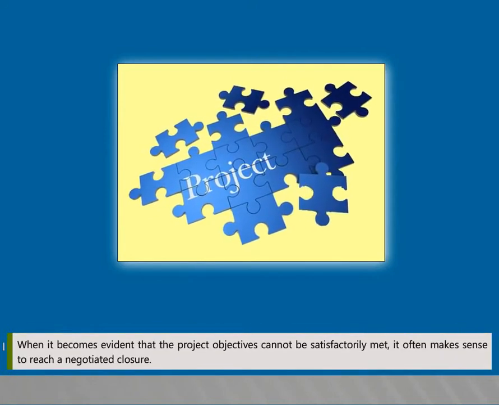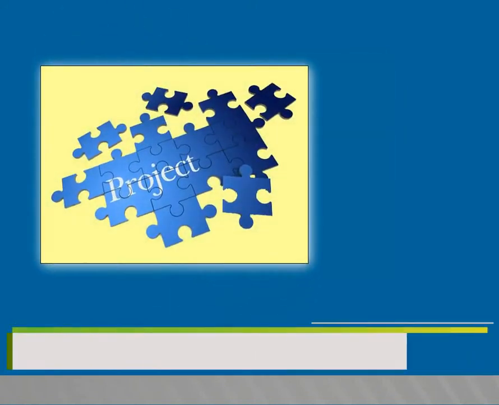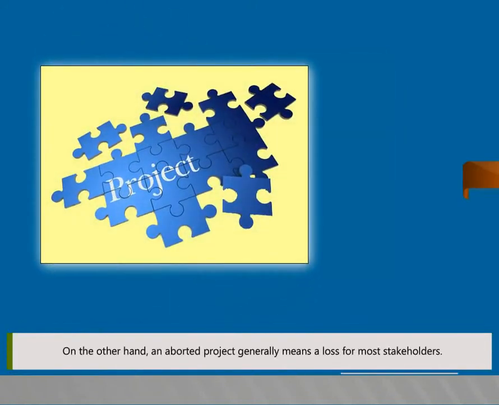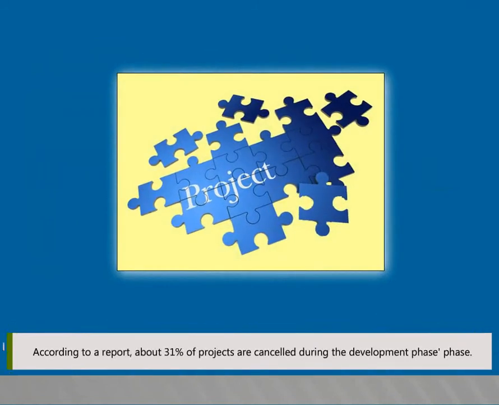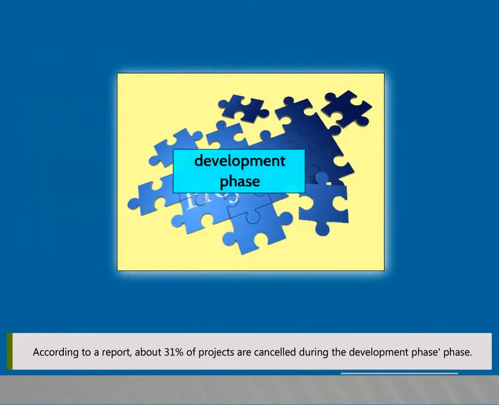When it becomes evident that the project objectives cannot be satisfactorily met, it often makes sense to reach a negotiated closure. On the other hand, an aborted project generally means a loss for most stakeholders. According to a report, about 31% of projects are cancelled during the development phase.